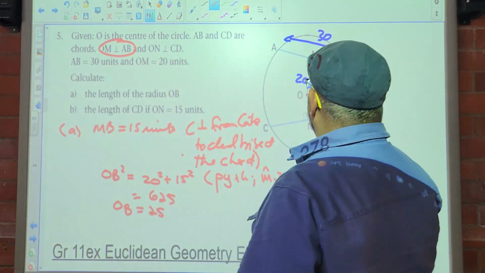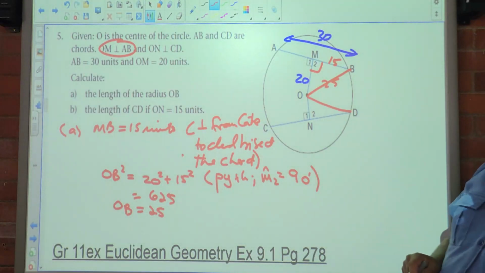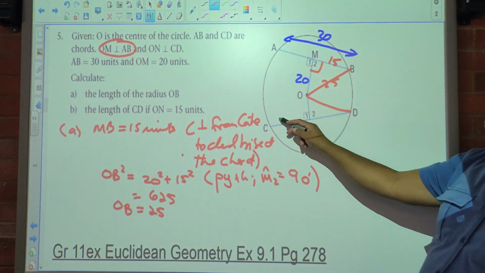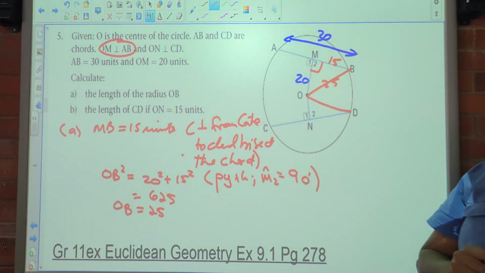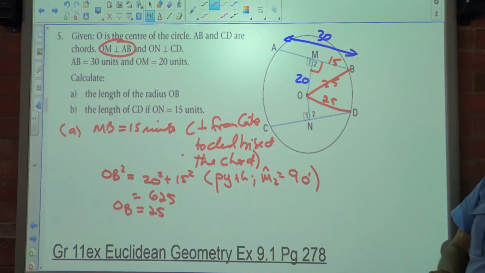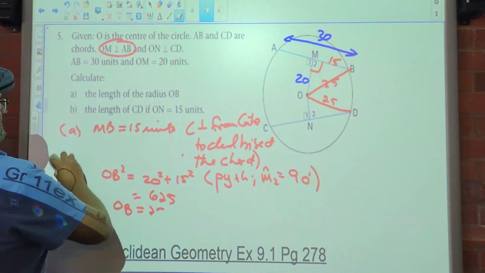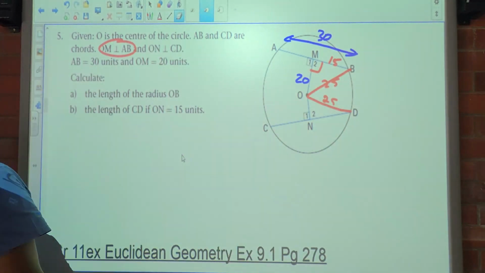So importantly to note is that if OB is 25, then OD is also 25, and so is OC and OA. All the radii in the circle will be 25. Okay? You guys understand? Because I need the space here.